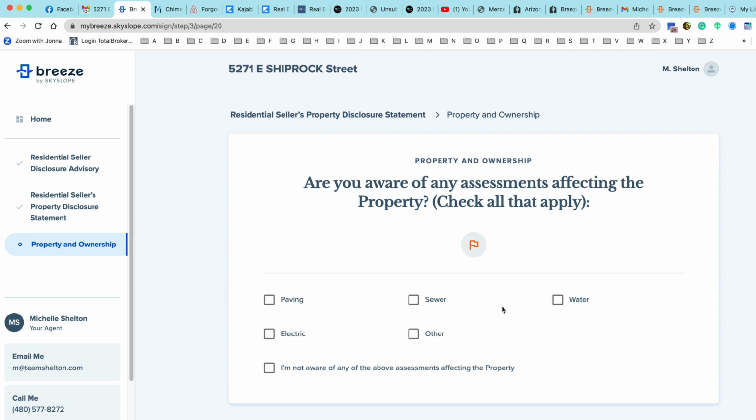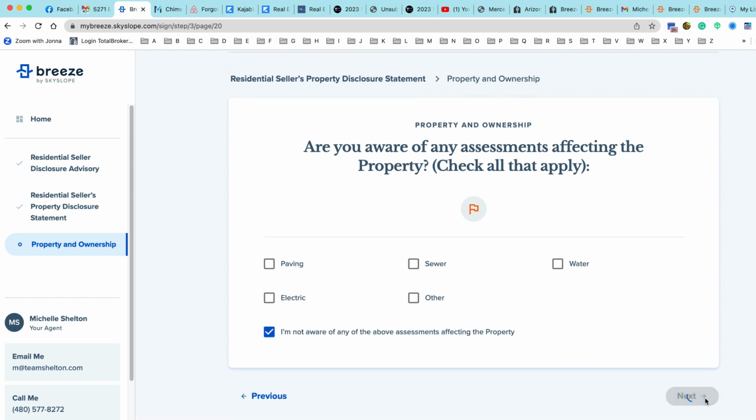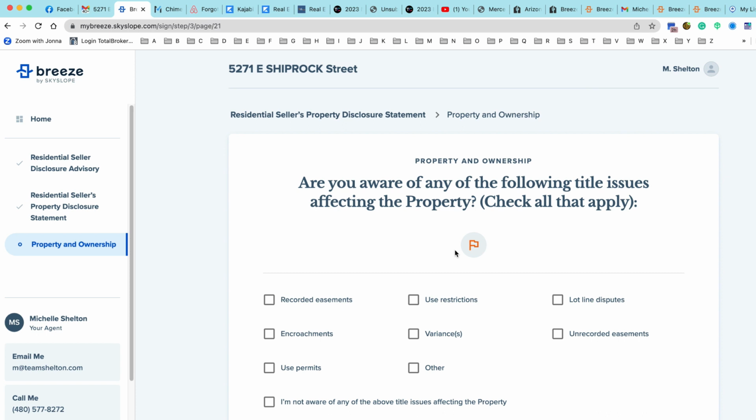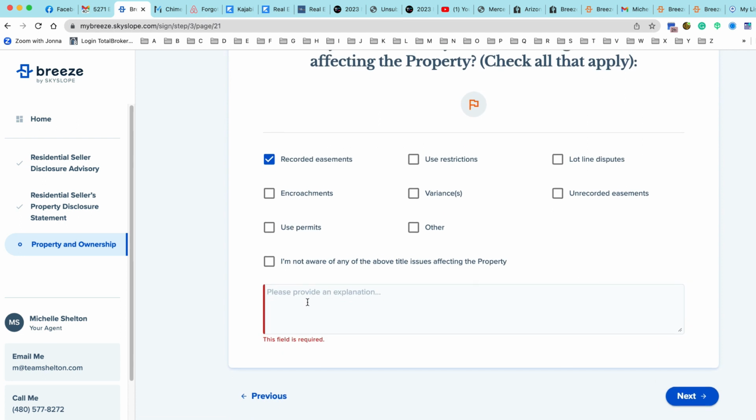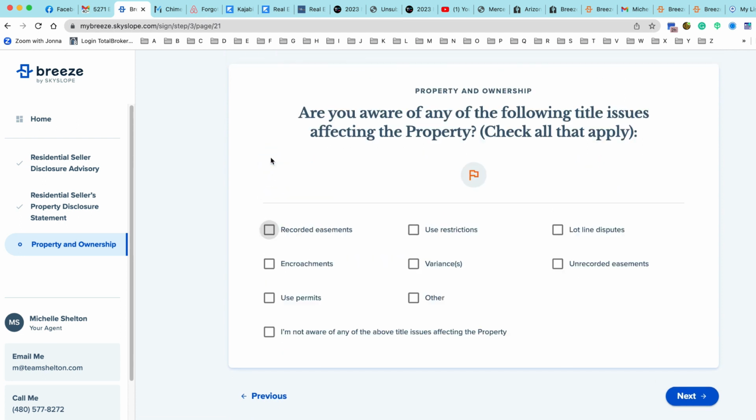Are you aware of any assessments affecting the property? No. Are you aware of any of the following title issues affecting the property? So we may have some recorded easements, and then other than that, please provide an explanation. So that opens a box if you have, could be special use permit. Maybe somebody's boarding horses. My brain sees everything in horse property for the most part. But then you would provide an answer there.